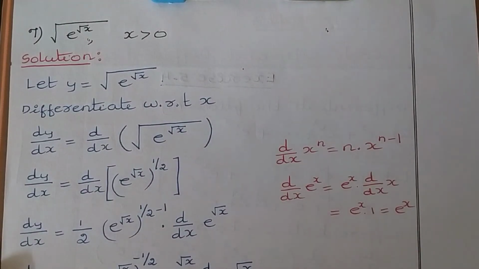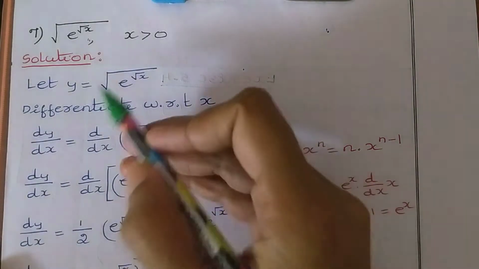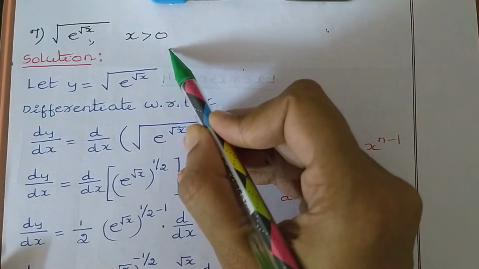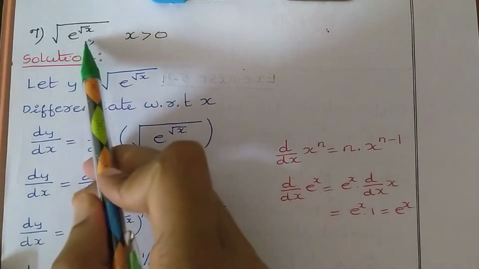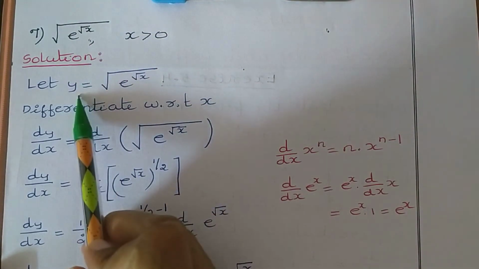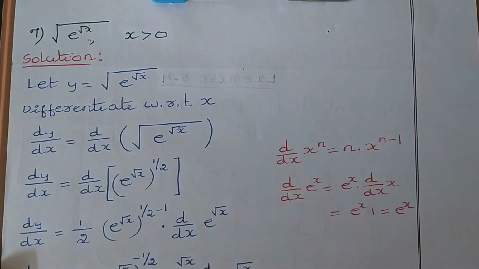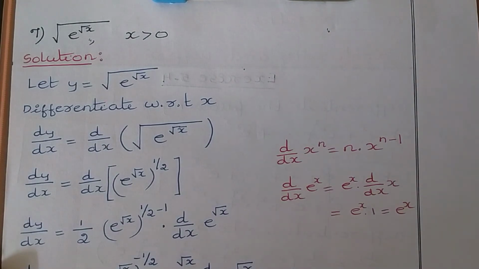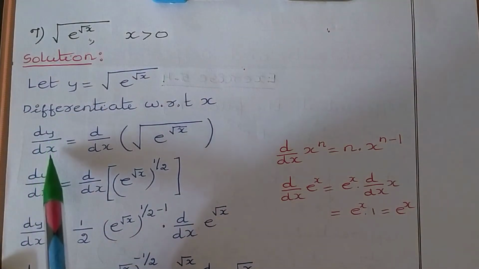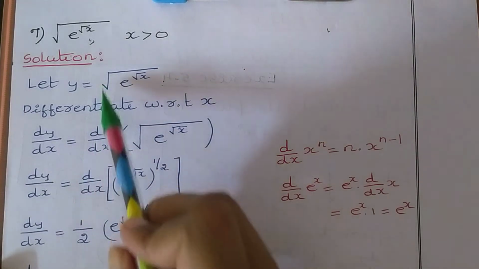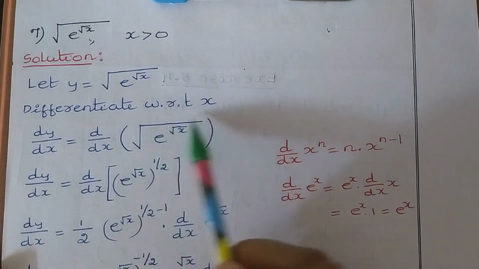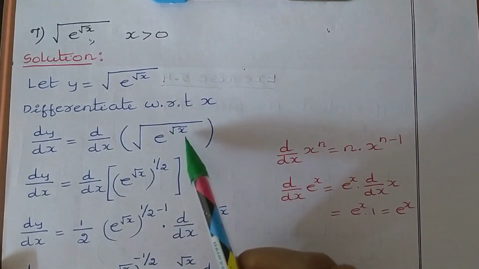Next, question number 7. Square root of e to the power square root x greater than 0. First, let us assign this to the variable y. y is equal to square root of e to the power square root x. Next, we have to differentiate this with respect to x. So, we get dy by dx is equal to d by dx of square root of e to the power square root x.